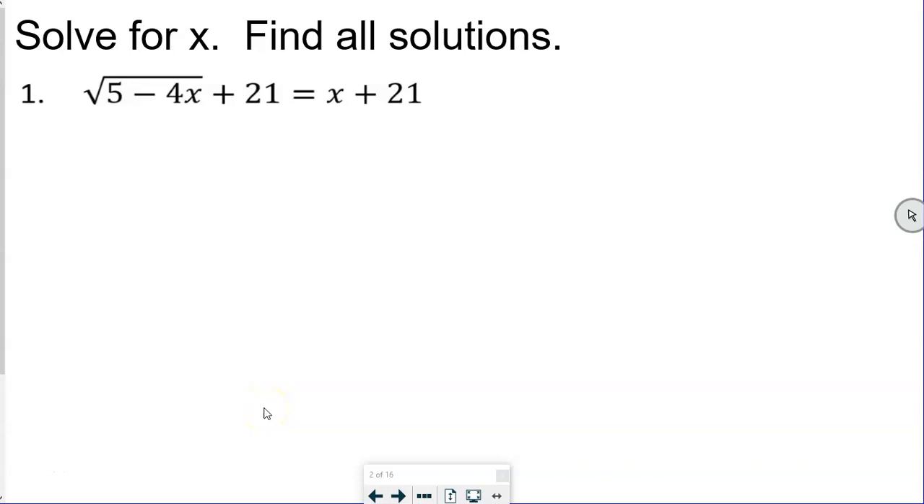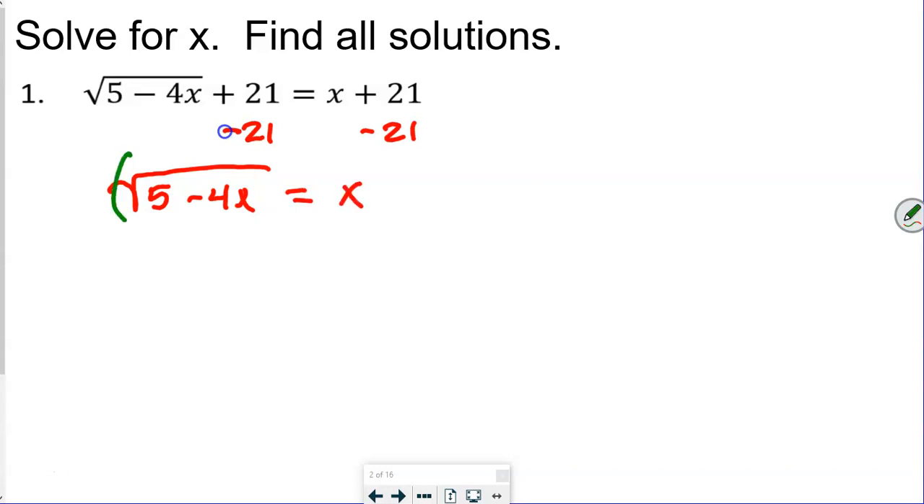So first thing we want to do here is subtract the 21 because we want to get the radical on one side of the equation by itself first, okay? So then we're going to end up with 5 minus 4x equals x. Then, if you recall, we're going to get rid of this radical by squaring it, which means we have to also square the other side. So that gives us 5 minus 4x equals x squared.